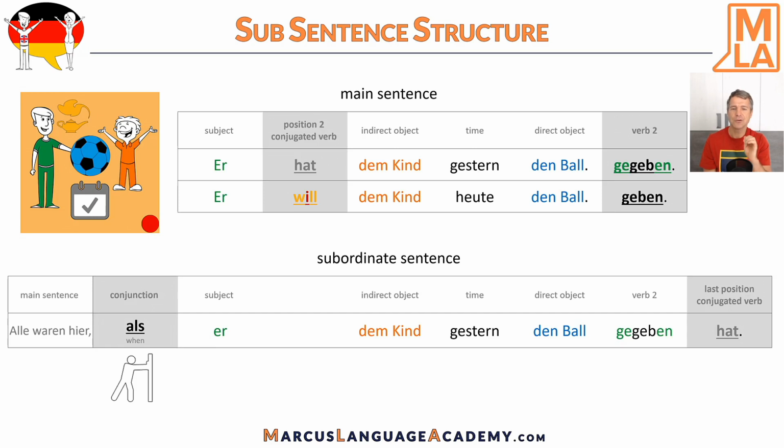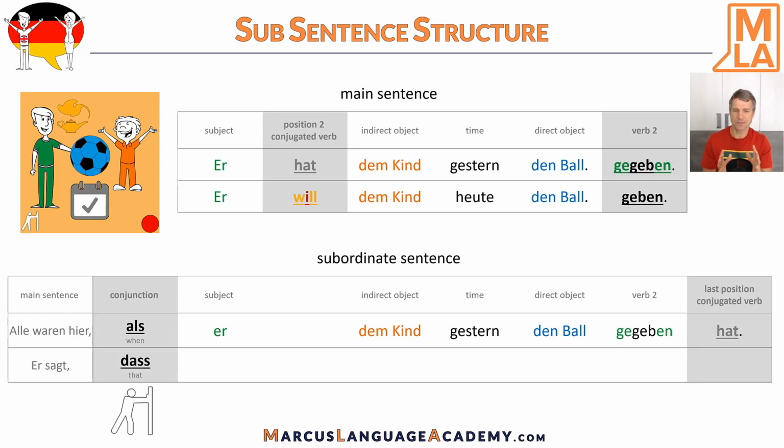Now, let's look at a sentence with a modal verb. Will dem Kind heute den Ball geben. Literally, he wants the kid today the ball to give. And here again the same thing happens. The modal verb is pushed all the way to the end. Sagt, dass dem Kind heute den Ball geben will. Literally, he says that the kid today the ball to give wants.